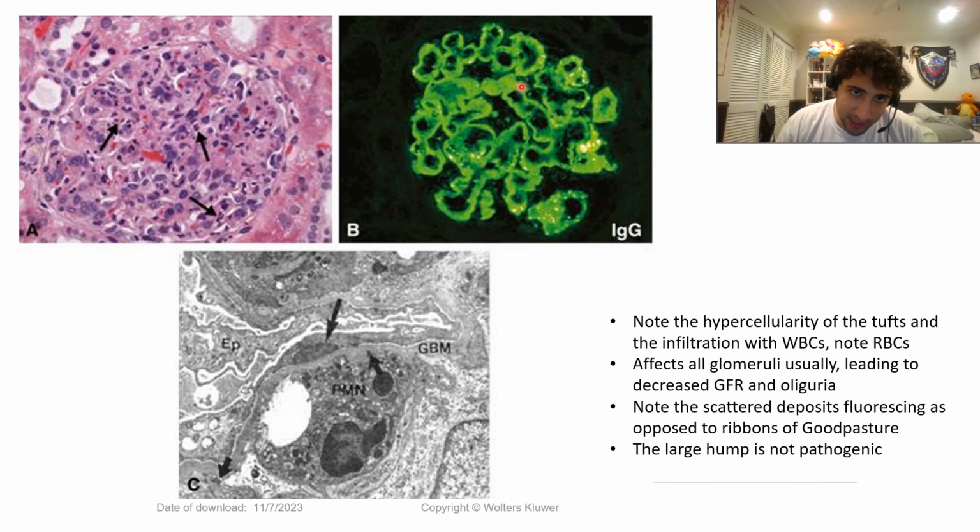All right, and notice that each of these circles is sort of like a capillary, and you can notice that it's subendothelial, right? It's close to the endothelium. It can bring in the inflammatory infiltrate. While this large hump doesn't cause the disease, it can help you spot it on electron microscopy.